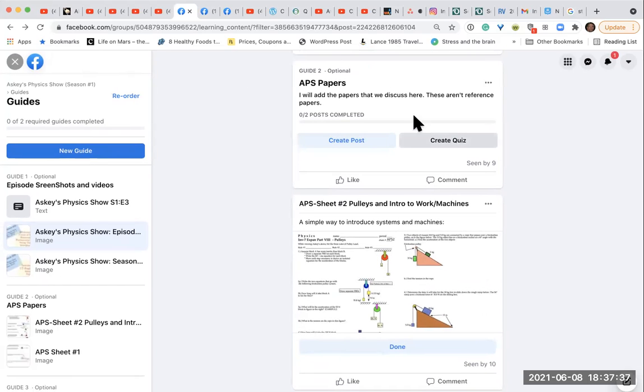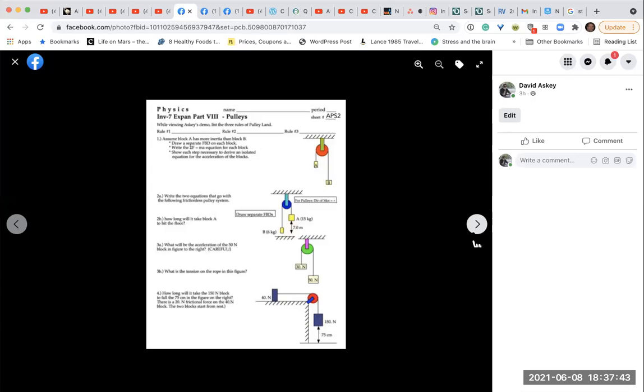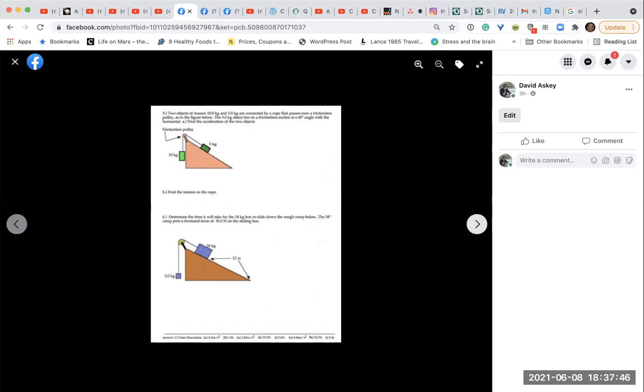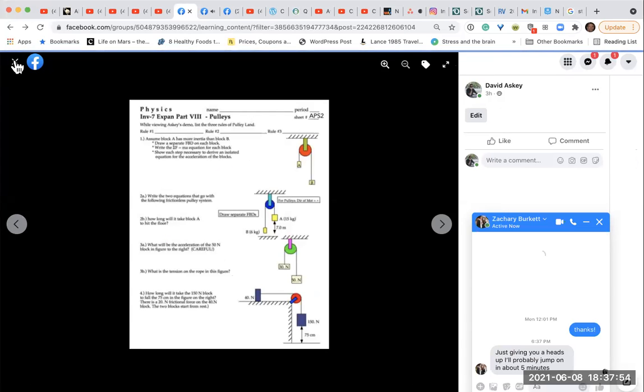The second guide is papers. I added another paper today. This is what we will get to: pulley systems. And then it gets into inclined planes and pulley systems. So we'll touch on that today, and we'll hit it a little more on Thursday. We don't meet tomorrow. We only meet Mondays, Tuesdays, and Thursdays.